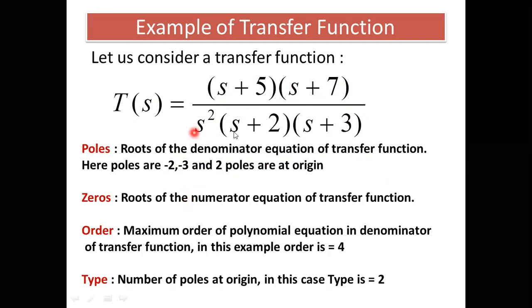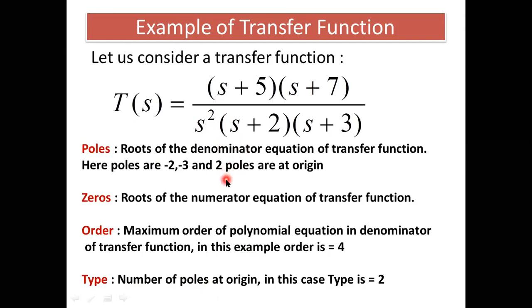Likewise, what is the type of the system? Often it is asked, so you must remember: the type is the number of poles at the origin. In this case, the number of poles at the origin is 2, so the type of the system would be 2. Suppose this s square term is not there; in that case the type would be 0 and there would be no pole at the origin. But in this particular numerical we have s square, so there are 2 poles at the origin, and it defines the type of the system.